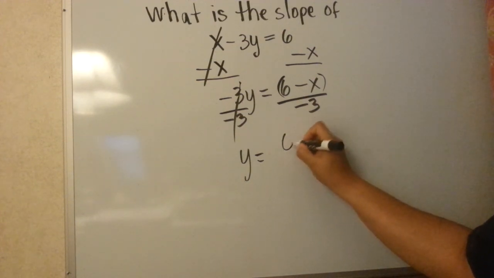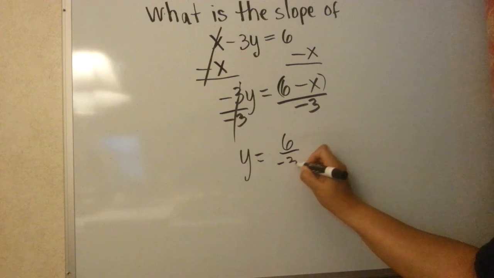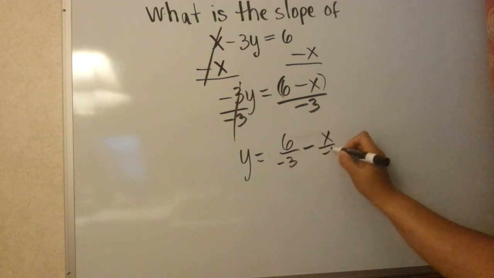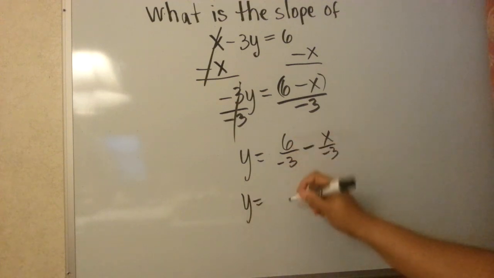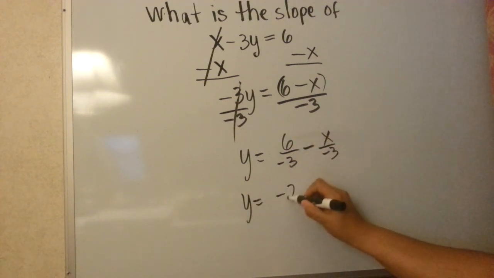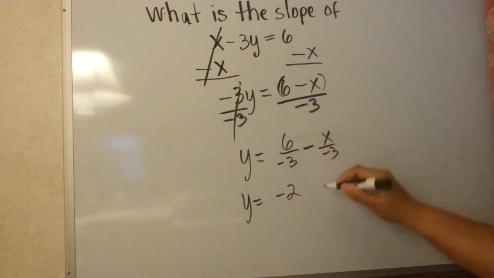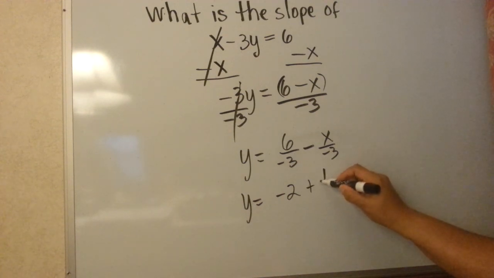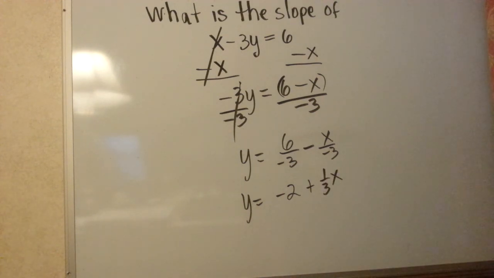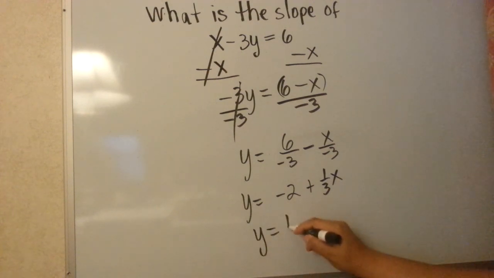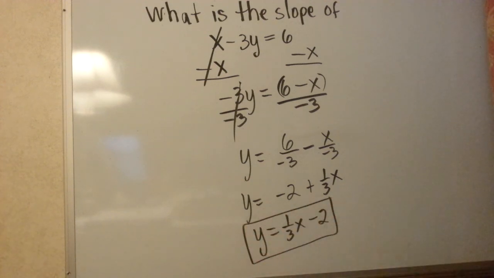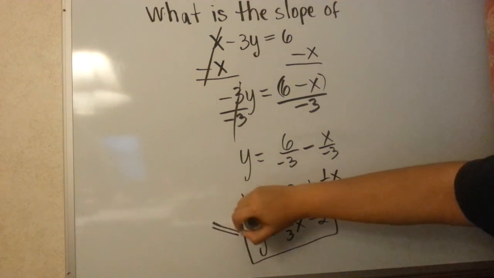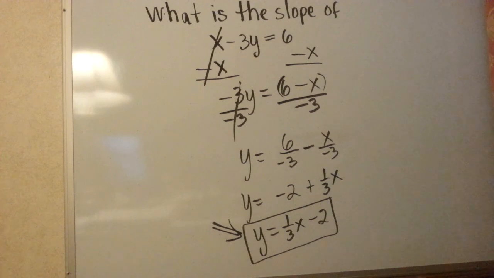Let's do it one at a time. So it's a 6 divided by negative 3 minus x over negative 3. Okay? And so you clean it up. This becomes negative 2. And this becomes negative, and negative is positive. So plus 1/3 x. Or x over 3, which is the same thing. So we rewrite it as 1/3 x minus 2. That would be your formula. Okay? Good job.